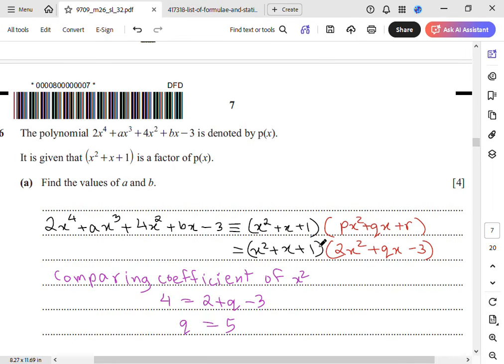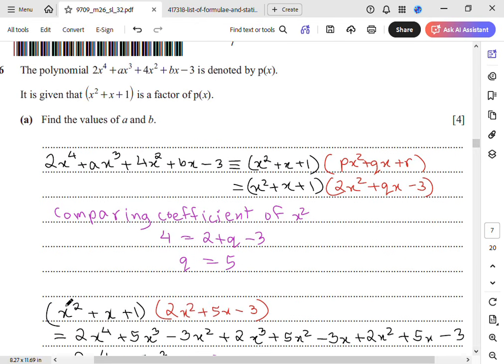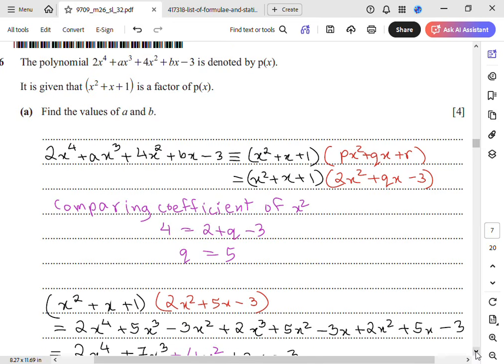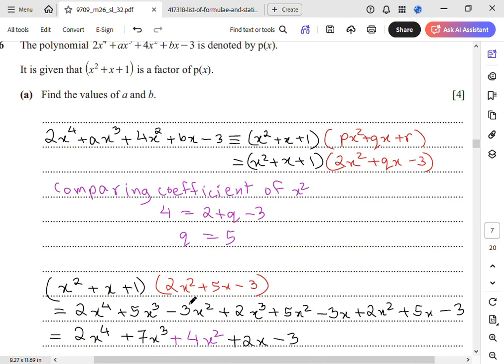Simple. I'm just going to replace q with 5 and multiply them out. If I simplify that, I get a quartic expression like this. If I compare this, a would be equal to 7 and b would be equal to 2. You could have used long division, but that's going to be a bit lengthy, so that's why I prefer inspecting the quartic polynomial, then finding the other factor and using that to find the unknown coefficients.